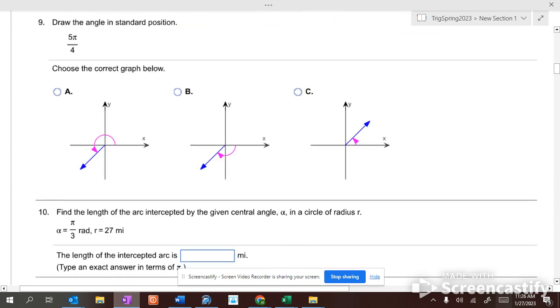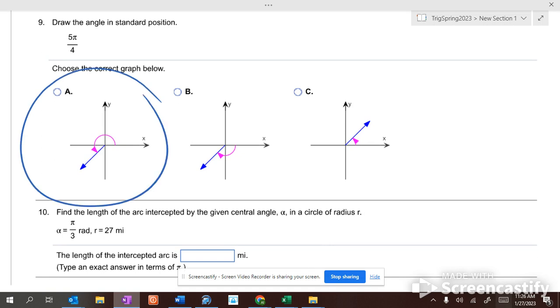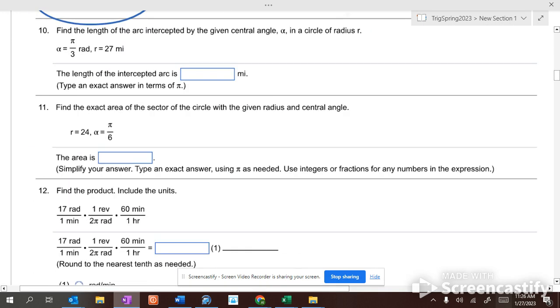5 pi over 4. Okay, where's 5 pi over 4? Well, you could look on your unit circle, or you could figure it out. That's choice A, because it's pi over 4 past pi. Okay. It's not B because you're not going clockwise, you're going counterclockwise.